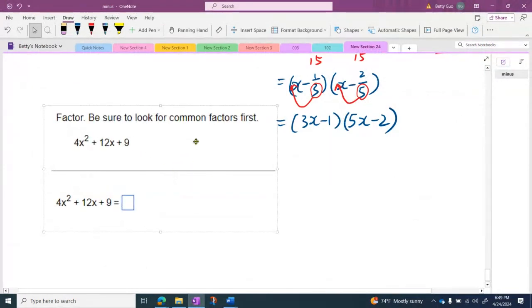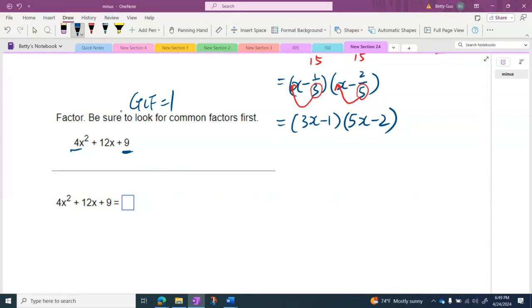Factor. Be sure to look for common factors first. Well, there's no common factor. GCF is 1. This is even. This is not even. So this one doesn't have x. So GCF is 1. And how do we factor this quadratic trinomial with leading coefficient different from 1?